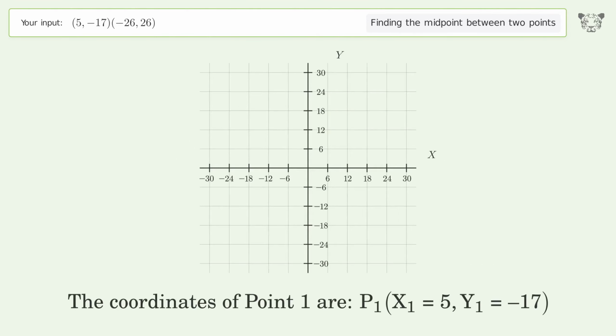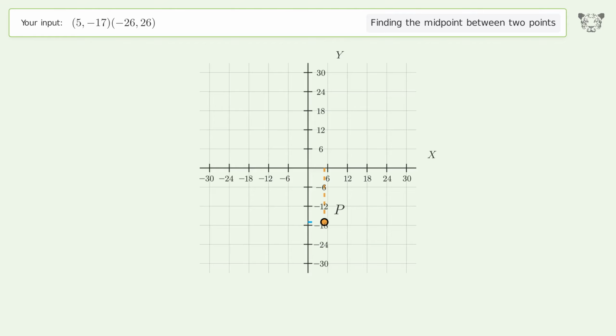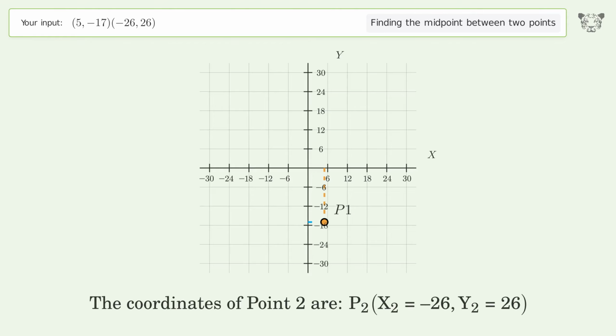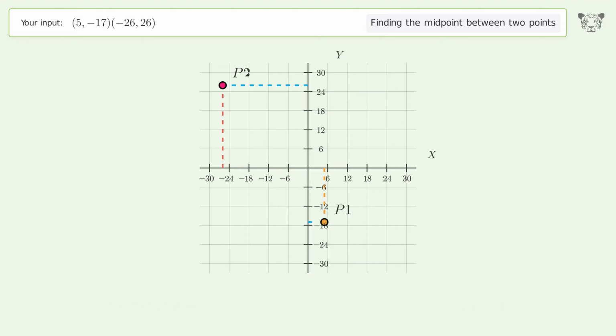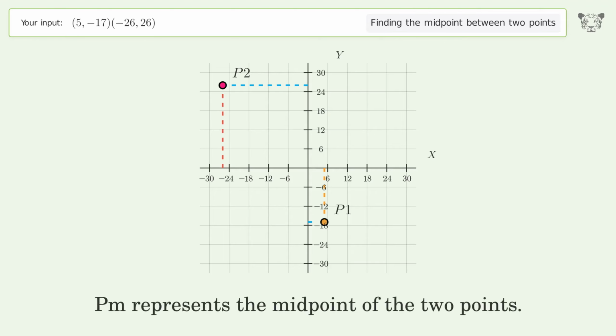The coordinates of point 1 are x1 equals 5, y1 equals negative 17. The coordinates of point 2 are x2 equals negative 26, y2 equals 26. PM represents the midpoint of the 2 points.